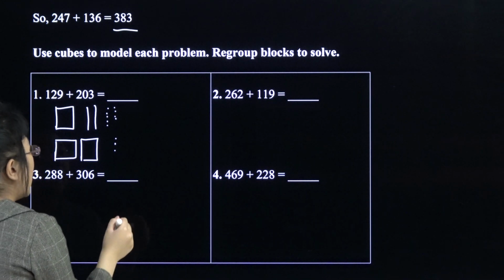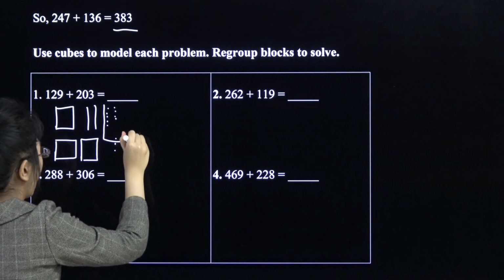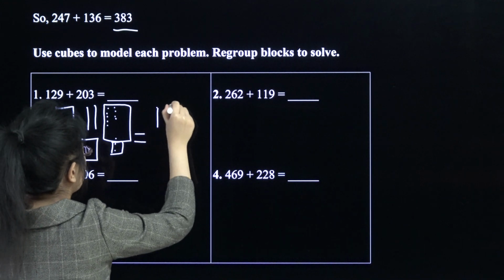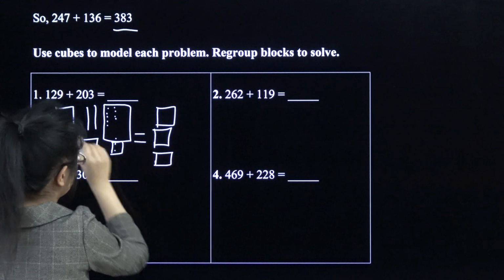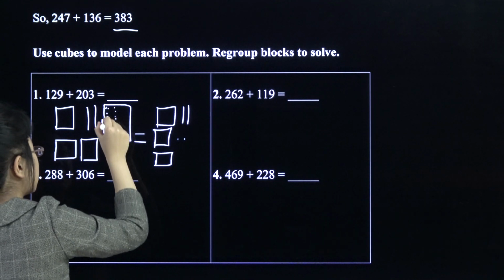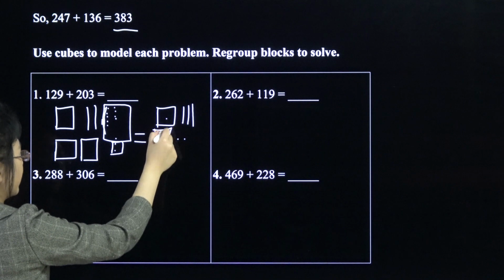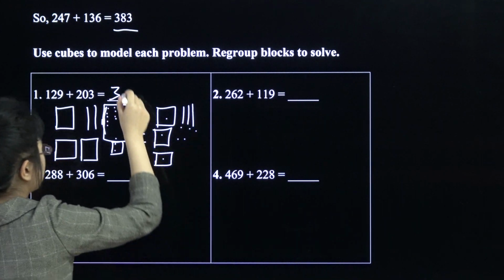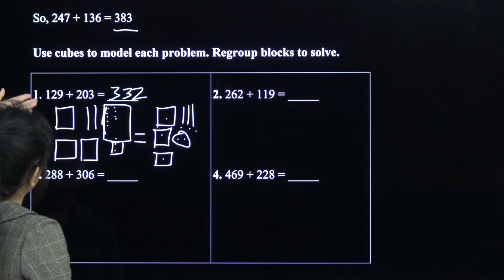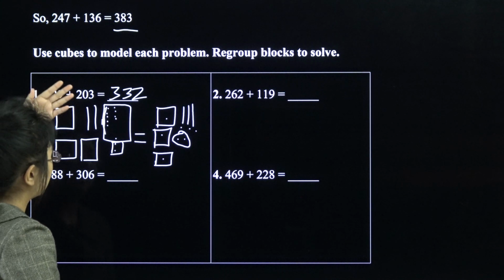but there's 3 ones, so 3 dots. Now let's regroup. 9 plus 3 equals 12. So 12 is 1 ten and 2 ones. Now let's draw this out. There's 300 blocks, there's 2 tens blocks, and then there's 2 ones. But these 10 ones make another tens block. So there's another tens block. Now what's this? So there's 3 hundreds, 3 tens, and 2 ones. 332. The full sentence, or mathematical phrase, would be 129 plus 203 equals 332.